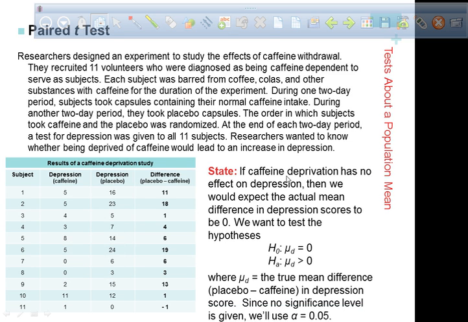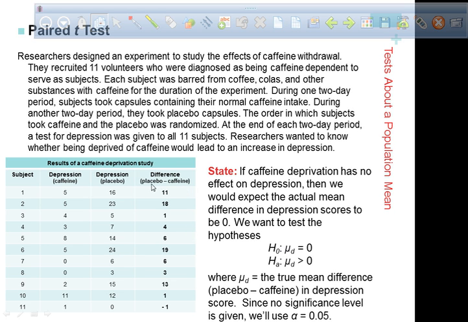All right, so like I said, if the caffeine deprivation has no effect on the depression, then we would expect the actual mean difference in depression scores to be 0. And we want to test this hypothesis. And we think that there is a difference, right? So placebo minus the caffeine.